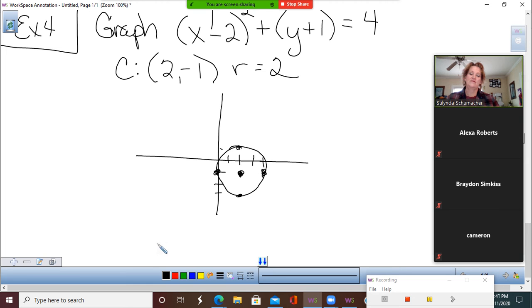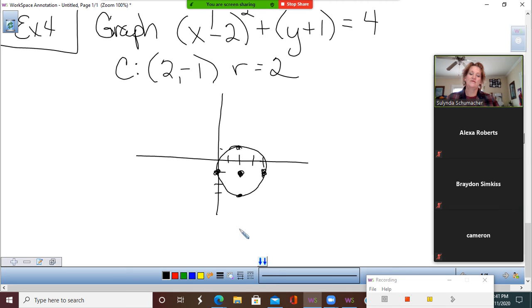Does anybody have any questions so far? At all? Does anybody need to see another example of any of those? Okay. It is pretty easy. Actually, that's why I wanted to start with this one right before the weekend. Circles are super, super easy.